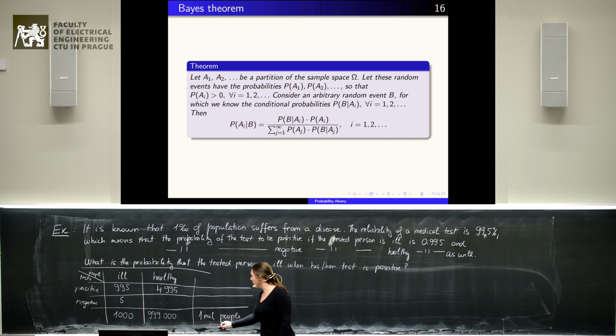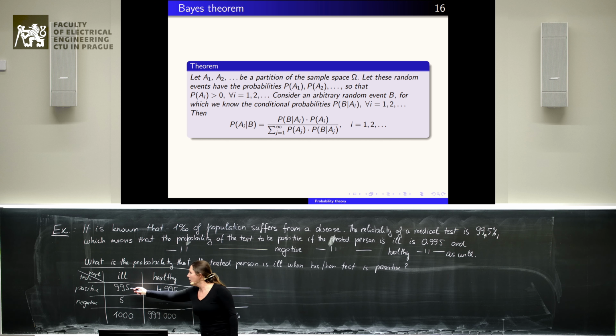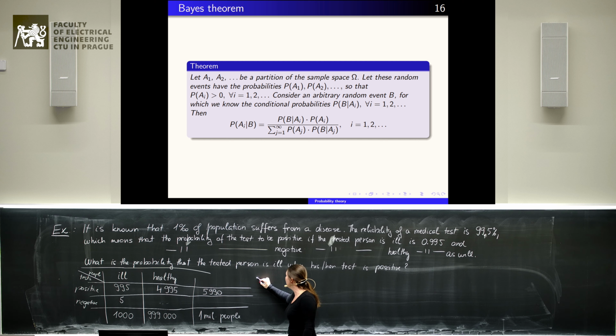It means that in the sample of 1 million people, there are 5,990 people with positive tests. But only 995 of them are really ill. So it means that the probability we are looking for is 995 over almost 6,000, which is approximately 0.16. So there is the probability around 0.16, so around 16%, that you are really ill when you have the positive test.